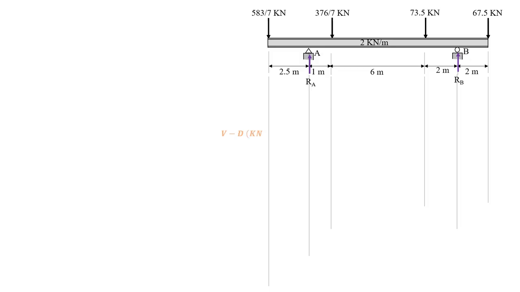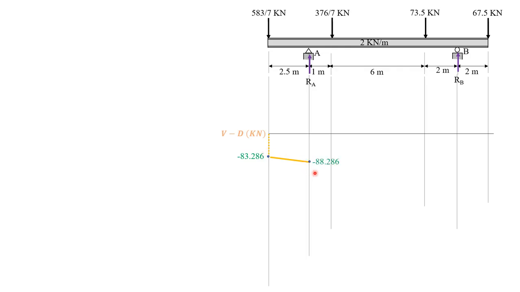Remember that we already solved RA and RB. So first, we go down. 583 over 7 in decimal is equal to 83.286 kilonewton. So go downward. Minus 2 times 2.5. So negative 83.286 minus 2 times 2.5, the weight of the girder. So we have a straight line, negative 88.286, constant negative ordinate. So that's why constant negative slope.